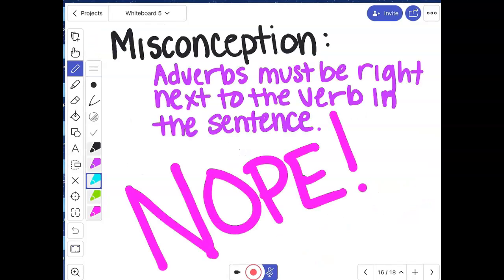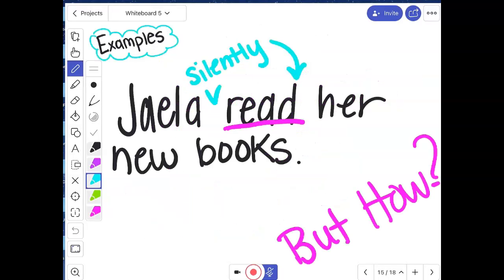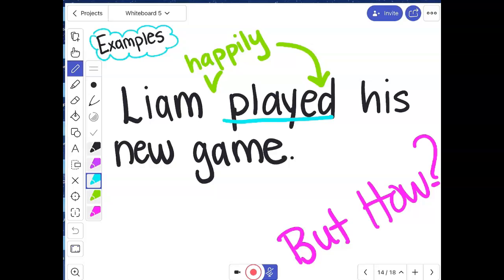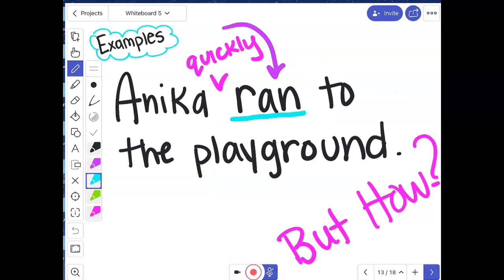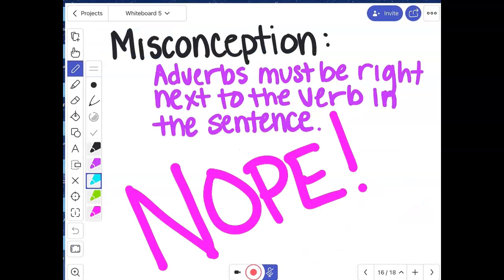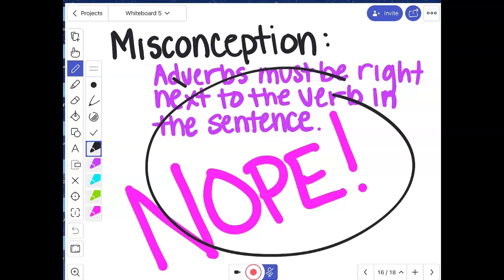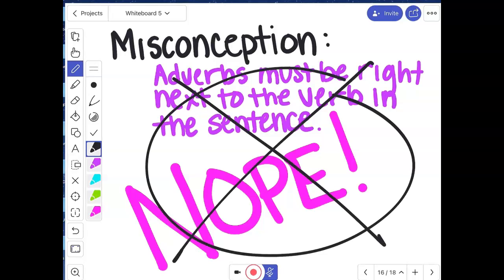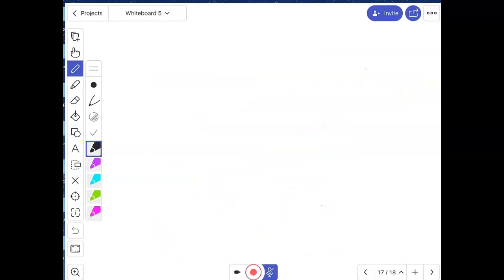Now here's a misconception. Misconception is like a misunderstanding. People think adverbs have to be right next to the verb in the sentence. And you know what? I totally played into this misconception. Look, my adverb, I put it right before my verb every single time. But you know what? That's not true. They don't have to be right next to the verb. In fact, there are lots of places that adverbs can go in a sentence.